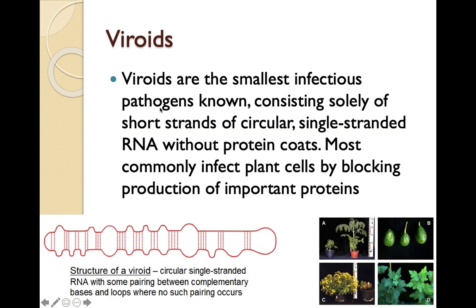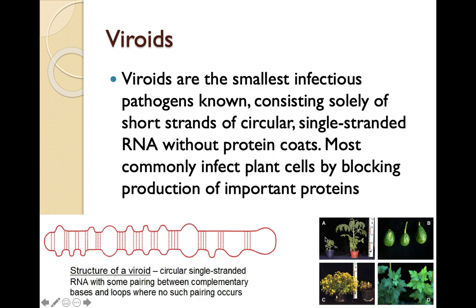So viroids. Viroids are infectious pieces of RNA, not DNA, that lack a protein coat. Little infectious pieces of RNA that are found mostly in plants. These are very interesting little type of infectious particle. And what they do is they cause the plant cells to lose the ability to produce very important proteins and very important hormones for the plants to be able to grow.